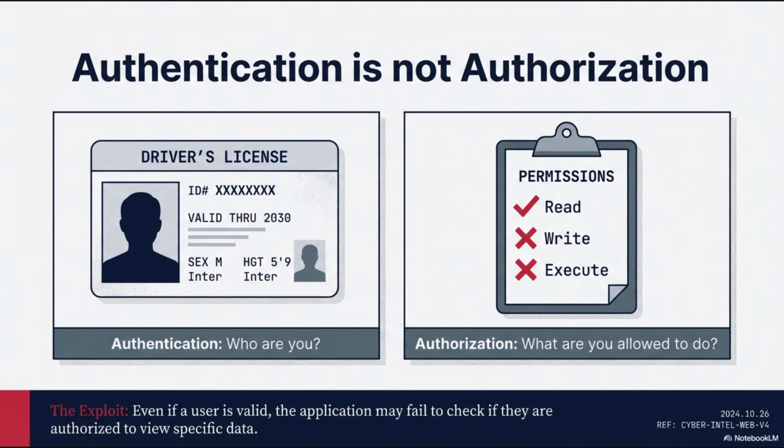Now again, authentication is not authorization. Authentication means when they're first checking, who are you? And then authorization is, what are you allowed to do? So the exploit is, even if a user is valid, the application may fail to check if they are authorized to view specific data, and this would break the C in the CIA triad.